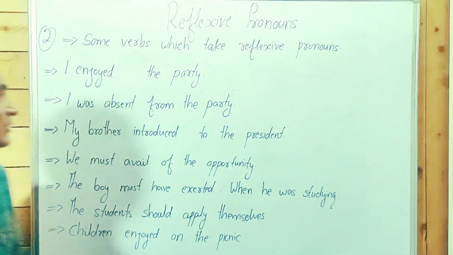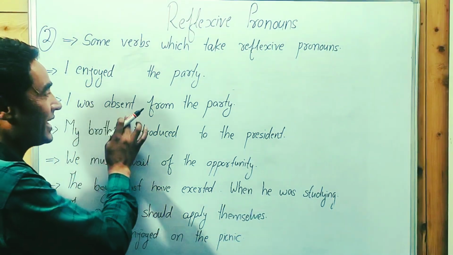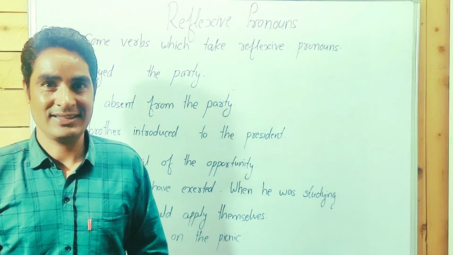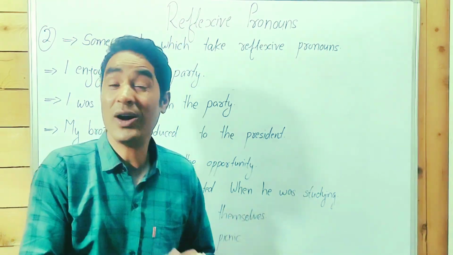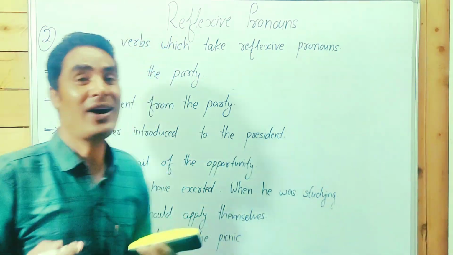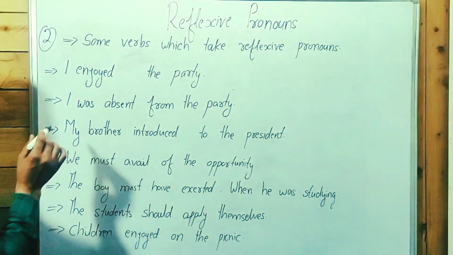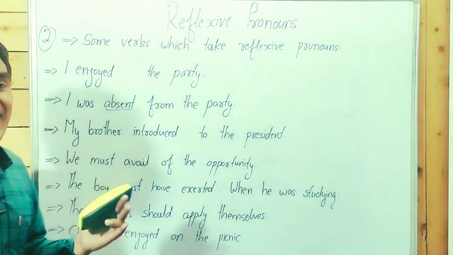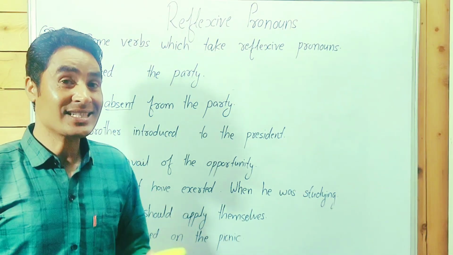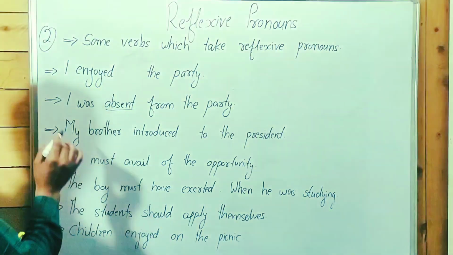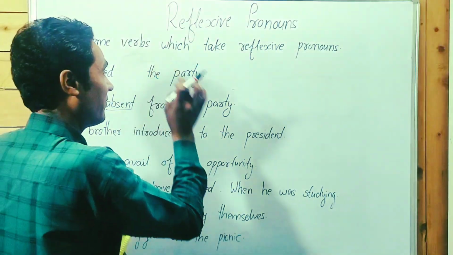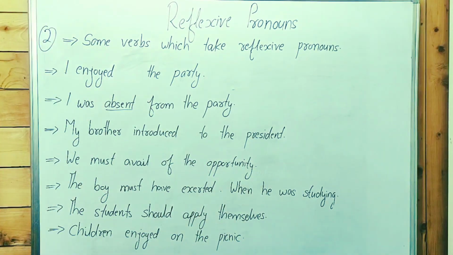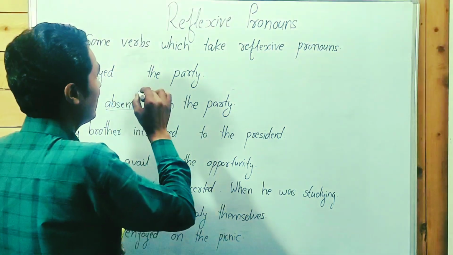I hope you understood. "I was absent from the party." "He was absent from the class." "She was absent from the party." Guys, all these sentences are incorrect. Absent is a transitive verb. A transitive verb takes an object. "I was absent myself from the party." Guys, point to be noted, I was absent myself.